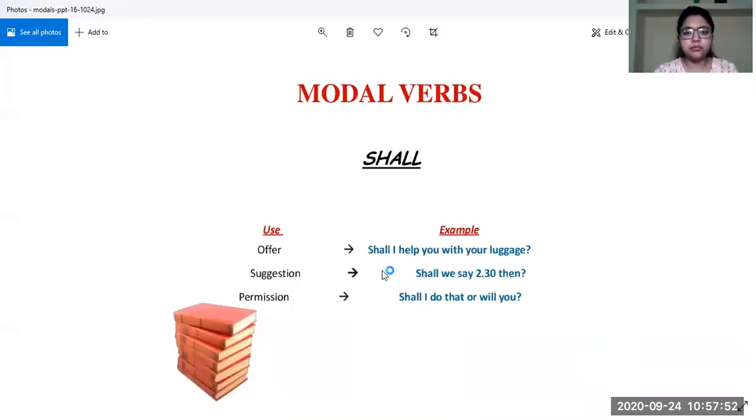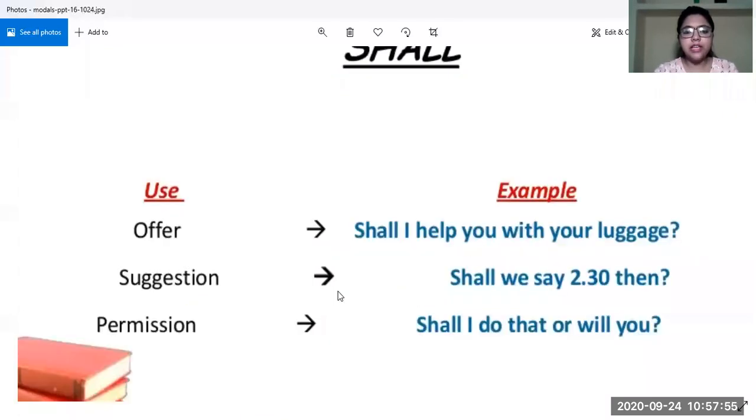Then shall is used for offer. For example, shall I help you with your luggage? In the sentence, I am offering my help to somebody. Then suggestion: shall we say 2:30 then? It is asking for yes or no, and the person is asking for suggestions. So will it be correct to meet at 2:30? Then permission: shall I do that or will you? So this is asking for permission.